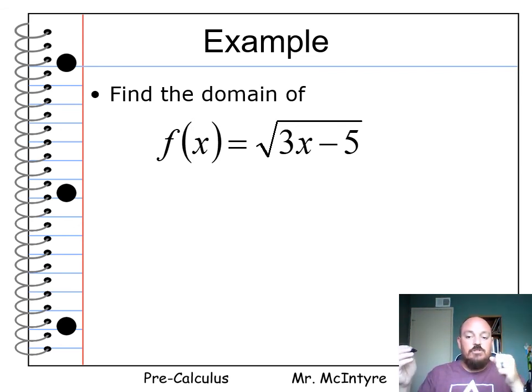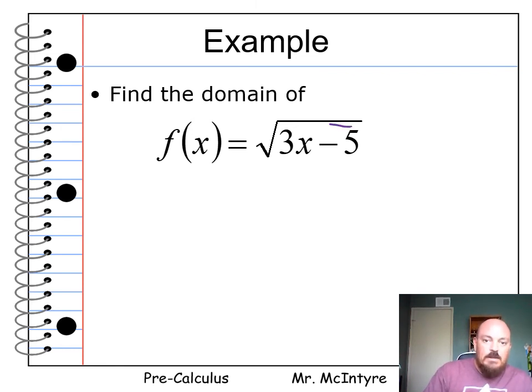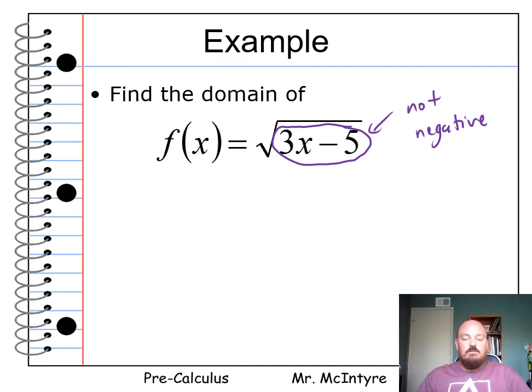So I need to make sure that what is inside of it is never negative. So I'm not worried about the whole problem itself. I'm worried about the 3x minus 5. I need to make sure that that thing is not negative. So I'm going to take my 3x minus 5. Now, don't do not equal to. That's for the denominator. The denominator can't be 0. This one can't be negative.